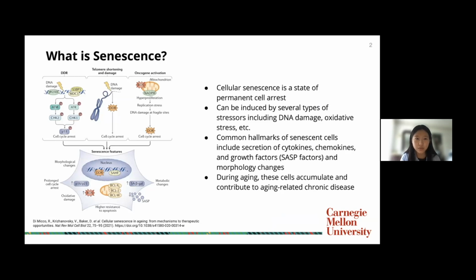To start off with the definition of senescence, cellular senescence is often defined as a state of permanent cell arrest, and it can be induced by several types of stressors, including DNA damage and oxidative stress. Some common hallmarks of senescent cells include secretion of SASP factors, which include cytokines, chemokines, and growth factors, along with morphology changes to the cells, such as enlarged nuclei. During aging, these cells accumulate and contribute to chronic disease, which is why they are important to study.